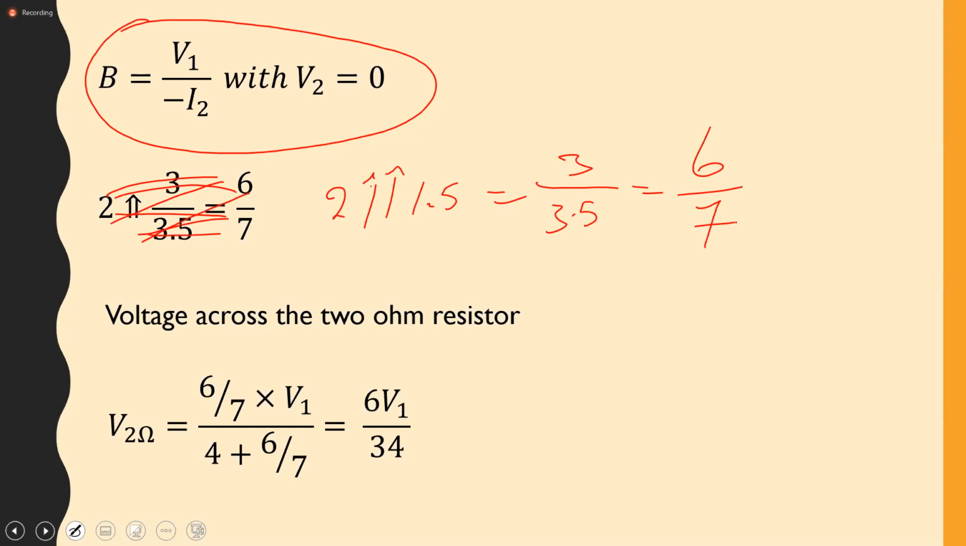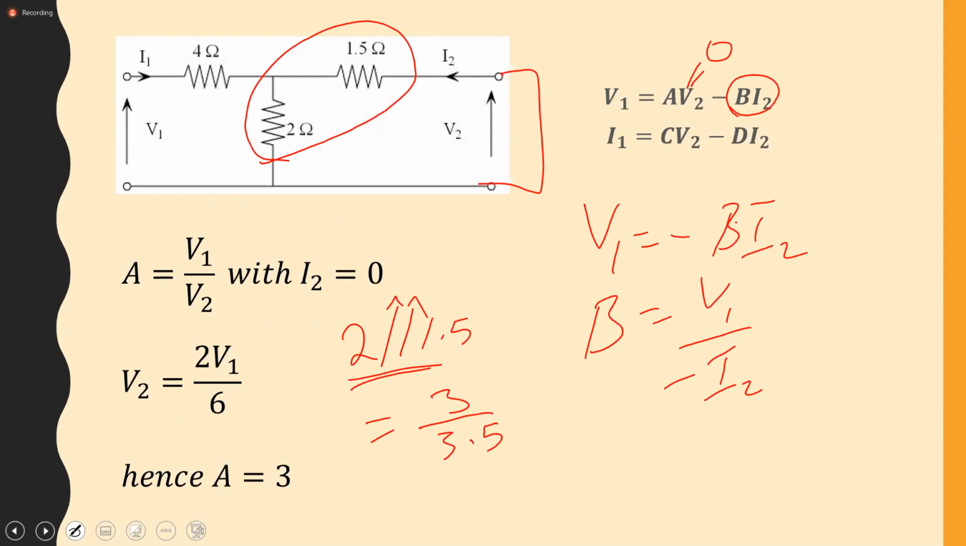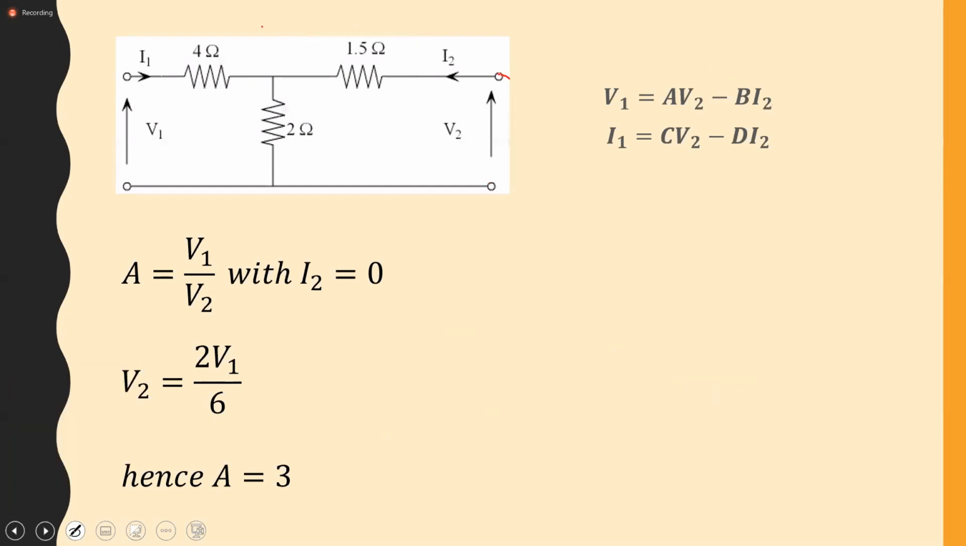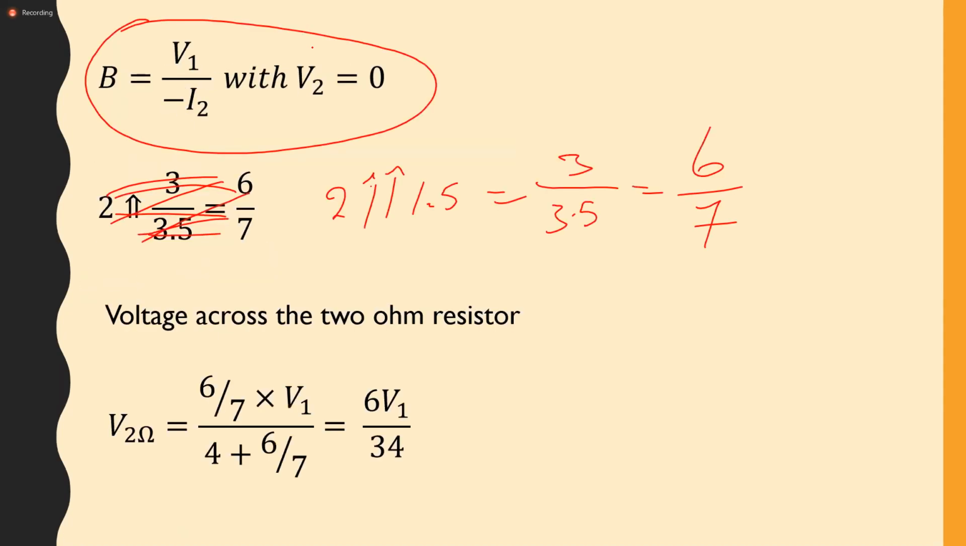So the voltage across the 2 ohm will be the voltage across that parallel branch. I'll go back to the circuit. What we are interested in is the voltage across this entire parallel branch. With this short circuit in place, we are looking at the voltage across that parallel section. So the voltage is being divided between 4 and 6 over 7.